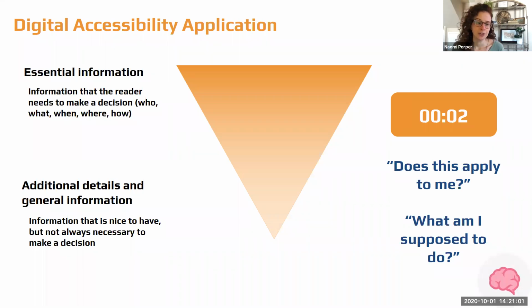And then for additional details and general information, nuance, exceptional circumstances, information that's nice to have but not always necessary, have that be further down, again, whether it's on the page, the email, anywhere else that your content lives. And this really goes hand in hand with the concept of cognitive load, as well as cognitive overload.